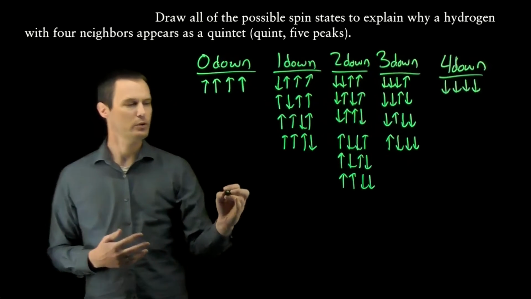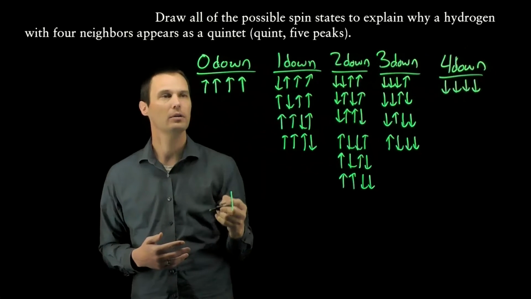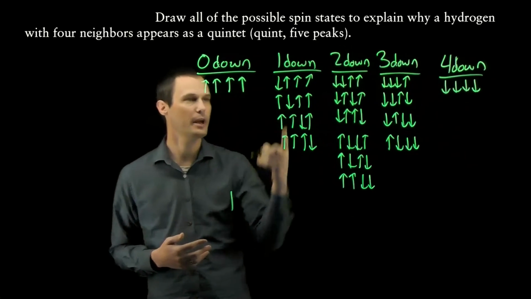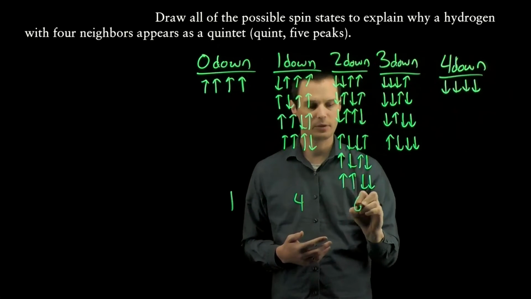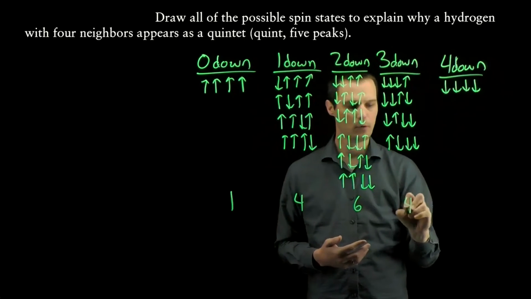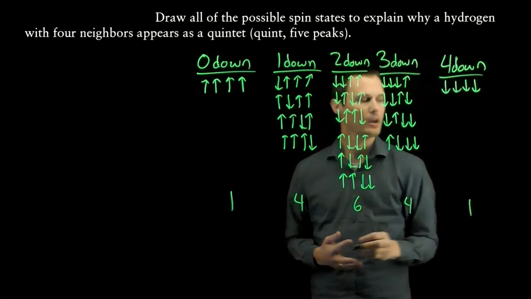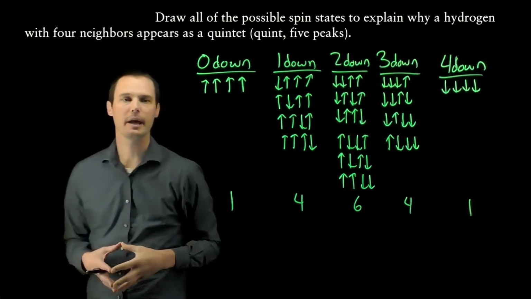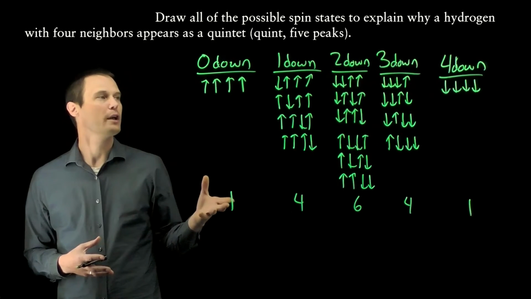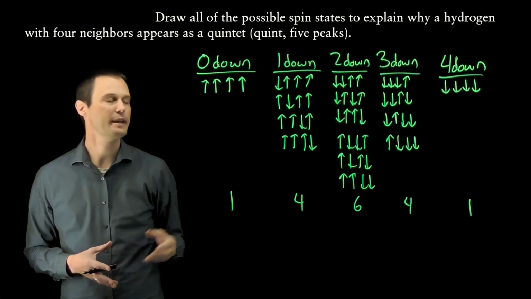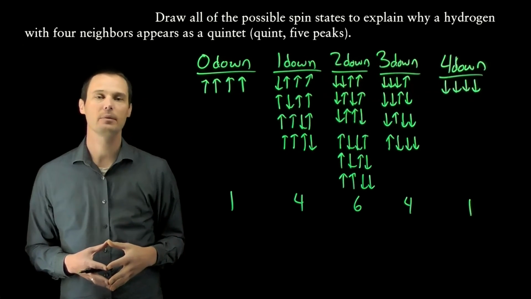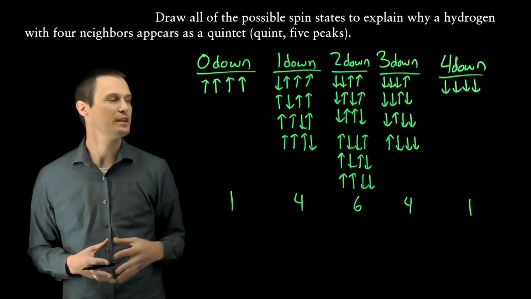If we look at their ratios, there's only one way to have all 4 neighbors spin up with 0 spin down. There are 4 ways to have 1 neighbor spin down. There are 6 ways to have 2 neighbors spin down, 4 ways to have 3 neighbors spin down, and 1 way to have 4 neighbors spin down. This is why for a system with 4 neighbors, we end up with 5 peaks within that signal. We call it a quintet, and those peaks within the signal have a peak height ratio of 1 to 4 to 6 to 4 to 1.